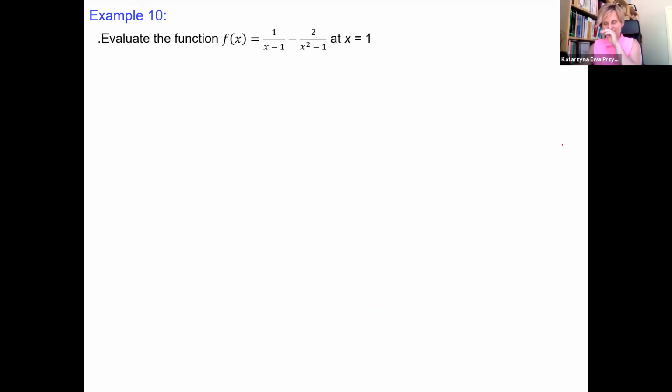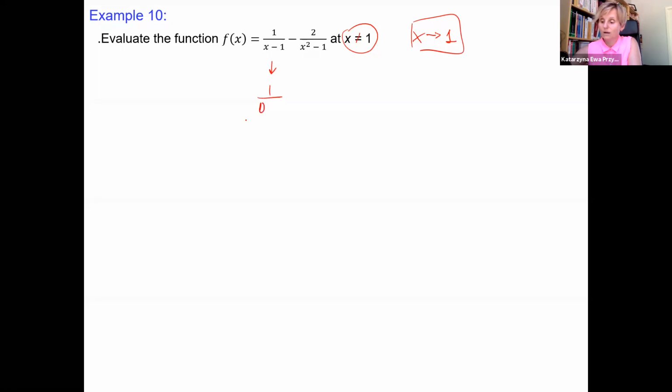Okay, let's see, evaluate the function f of x equals 1 over x minus 1 minus 2 all over x squared minus 1 at 1. Both of these terms in this expanded form are not defined at 1, because 1 will give us 0. That means they are not defined at 1, but we can still compute a limit as x is approaching 1. Because this will be 1 minus 1, it will be 0.